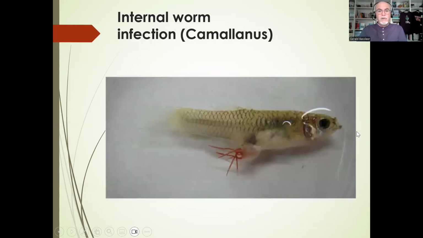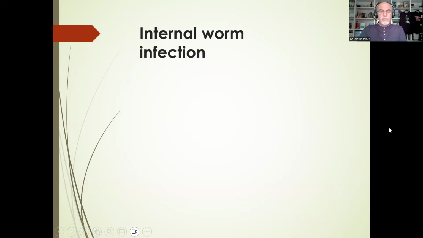You can also find other worms like Camallanus. And here this was a heavy case of many worms sticking out of the anus. That's a way to find Camallanus. There's a little red worm sticking out of the anus.